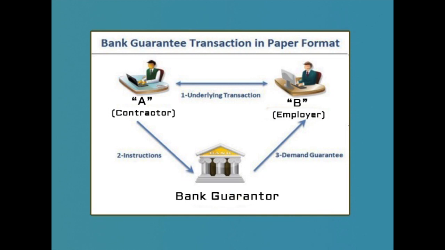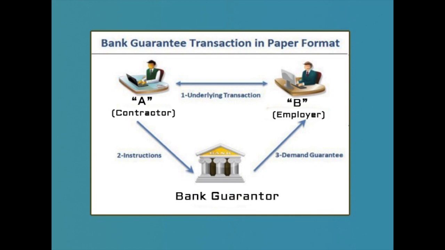In the event of any default committed by A, as per the terms of the contract of guarantee, B can encash the guarantee by invoking the contract without having to undergo any hassles of litigation in a court of law. The bank has to pay the guaranteed amount without any demur on invocation of the contract.